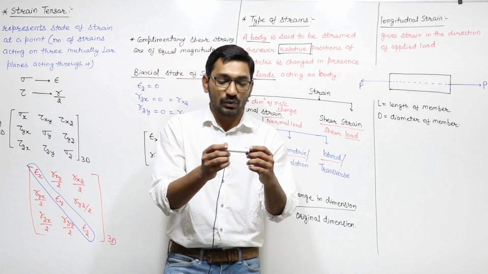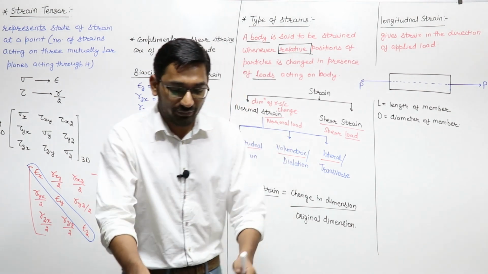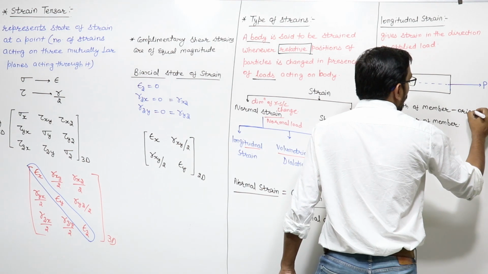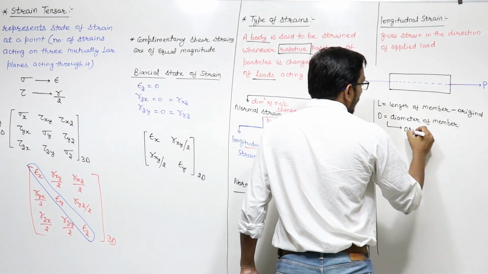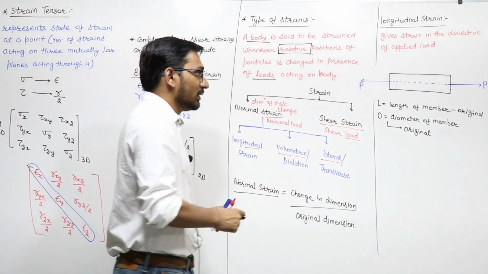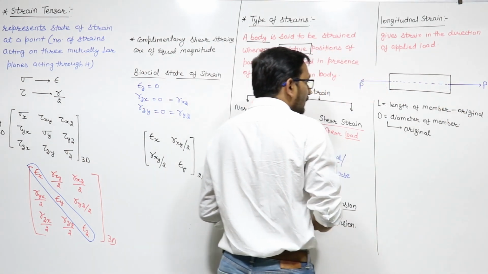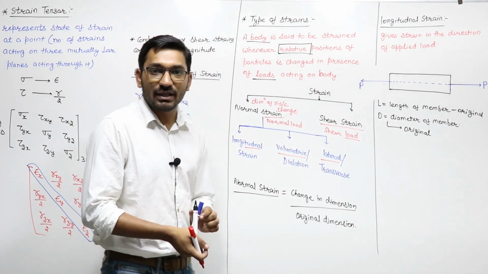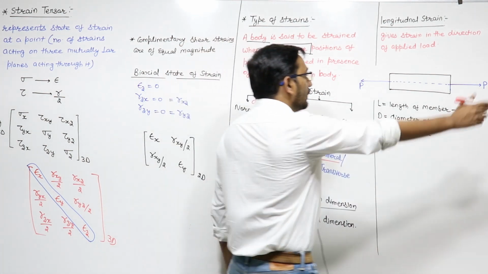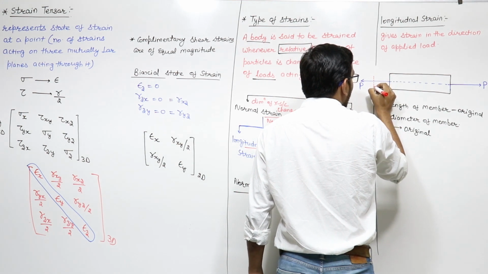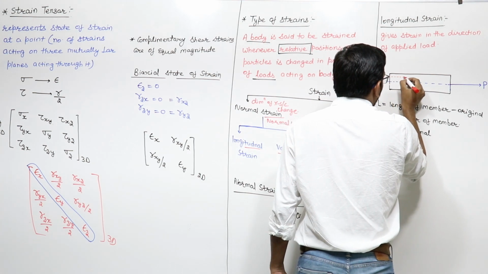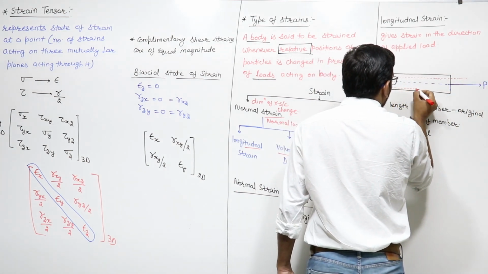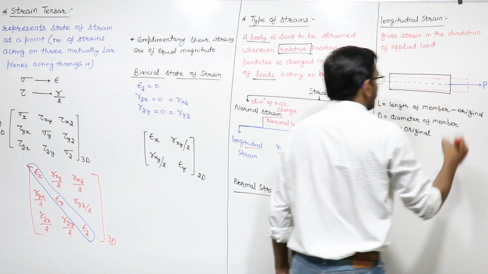Now which dimension? Suppose this is a member, L is the length of the member, the original length before loading, and D is the diameter of the member, the original diameter before loading. If I apply an axial load on this, axial is a normal load, then its length will increase and its diameter will decrease, so that volume remains constant. We know this. So after loading, the rod will be like this: its length will increase and its diameter will decrease.